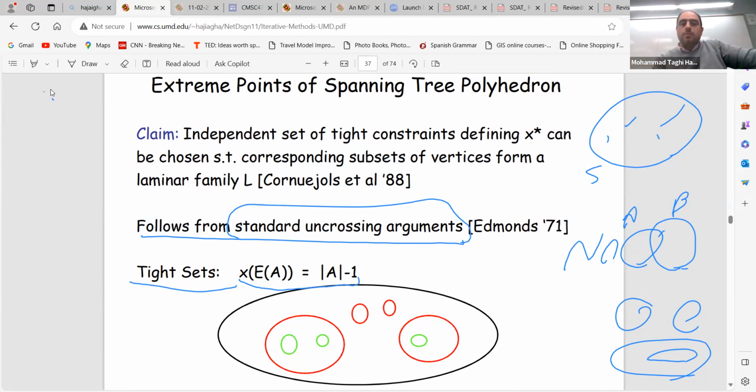Good. So this was again done by Edmonds. This is actually a very important, interesting thing that is done there. It's still non-trivial. It shows that there is a set of tight constraints which are independent and which form a laminar family. Maybe there are some other independent sets, but there is an independent set of tight constraints forming a laminar family. So let's see what the proof for that is.